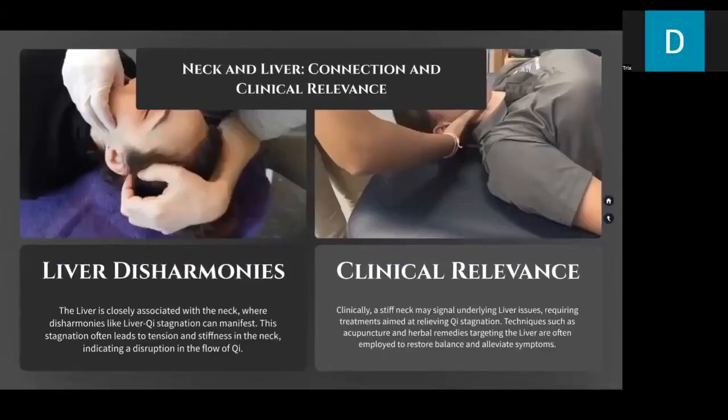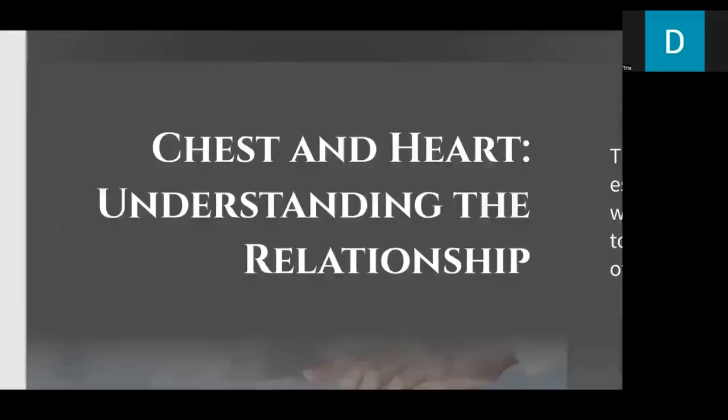Neck and liver, the connection and clinical relevance. The liver is closely associated with the neck, where disharmonies like liver stagnation can manifest. This stagnation often leads to tension and stiffness in the neck, indicating a disruption in the flow of qi. Clinically, a stiff neck may signal underlying liver issues, requiring treatments aimed at relieving qi stagnation. Techniques such as acupuncture and herbal remedies targeting the liver are often employed to restore balance and alleviate symptoms.